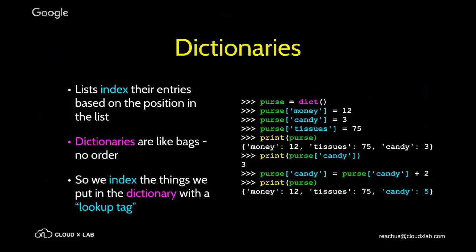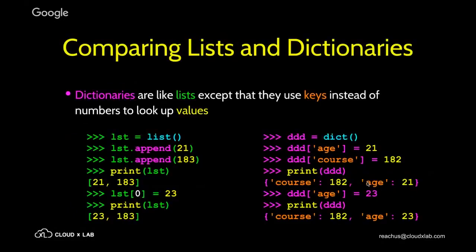You can think of a dictionary as a list where the index is based on a name, a label, instead of position. That's how you can think of a dictionary. The way you initialize a dictionary is by using dict. So we are saying purse equals dict, and purse money is 12, candy is 3, tissues are 75, and so on. This is how you define dictionaries.